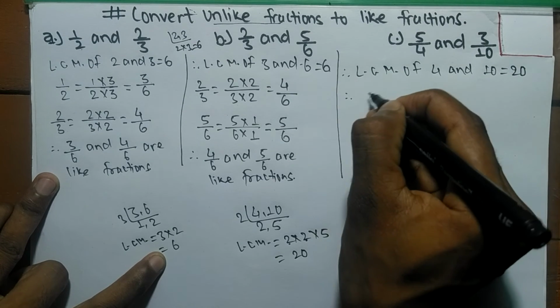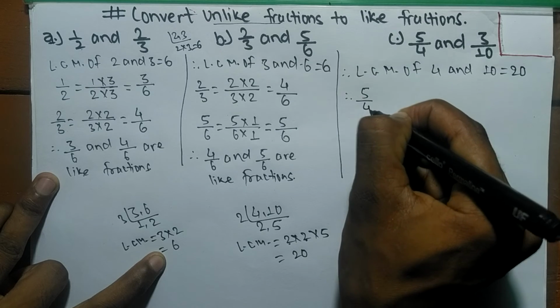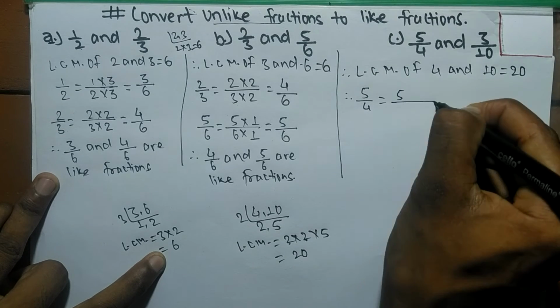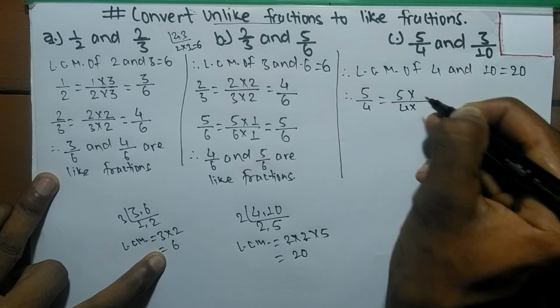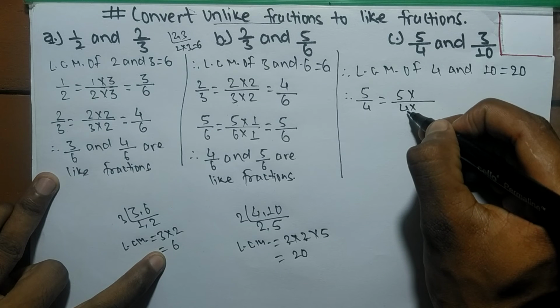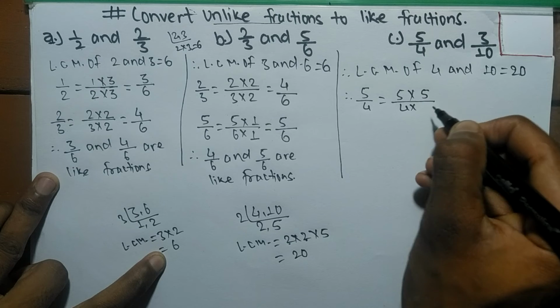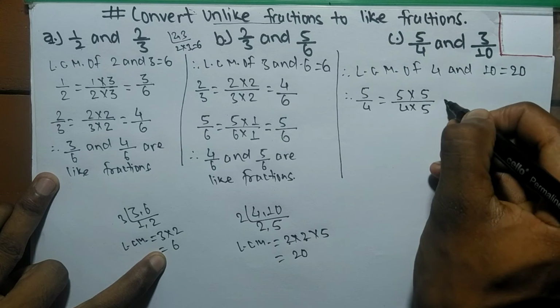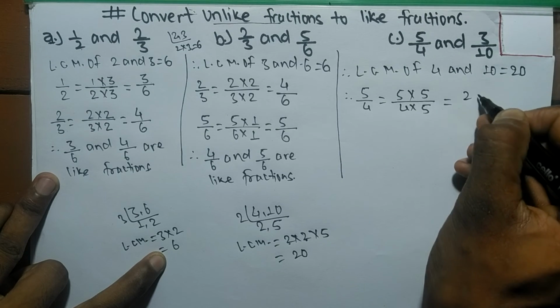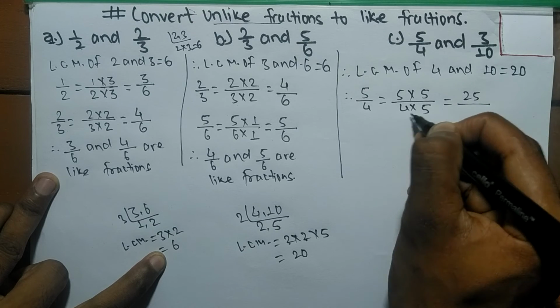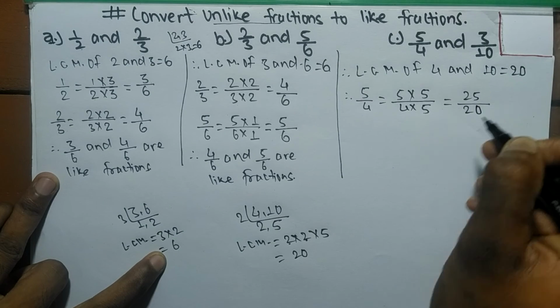So now we have the fraction 5 by 4. So it is 5 by 4 into. 20 divided by the denominator 4 means 5. So it is 5 into 5 means 25. Like this, 4 times 5 means 20.